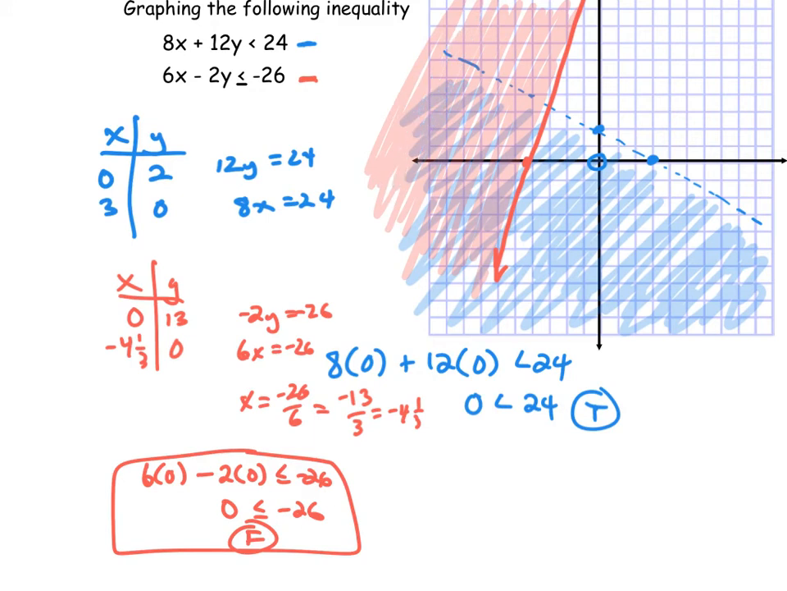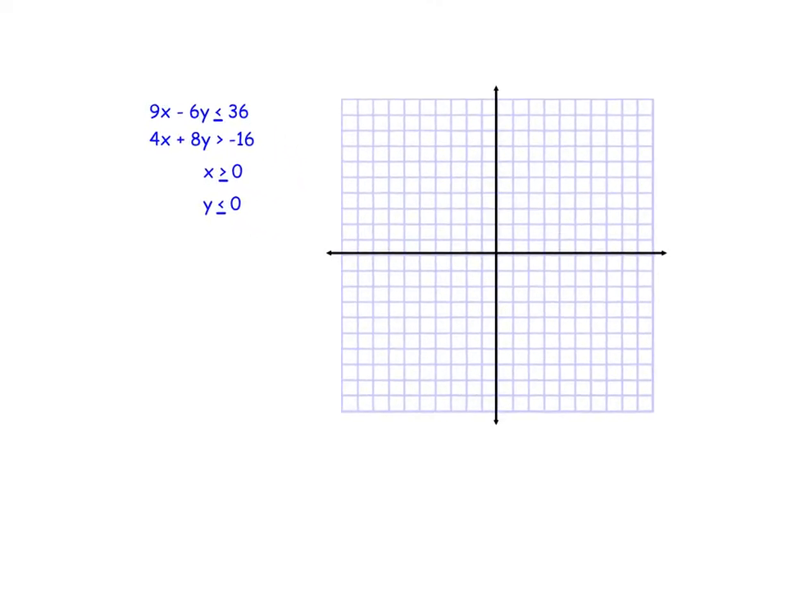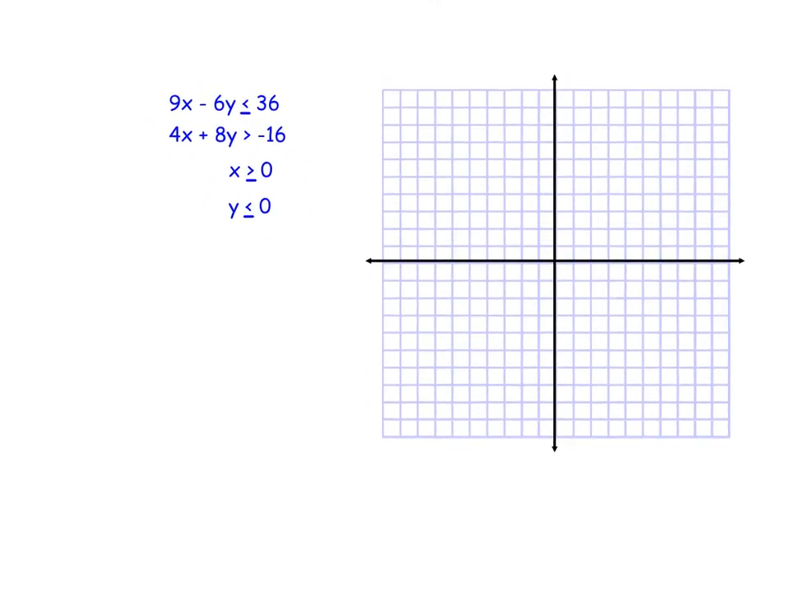So where's my solution? My solution is this shaded overlap section right here. These are all the possible correct answers to this system of inequalities. Okay, and the last one, let's look at this. It may look a little bit ugly, but I just want to show you that you can do this with multiple inequalities. So let's do the first one using our black.